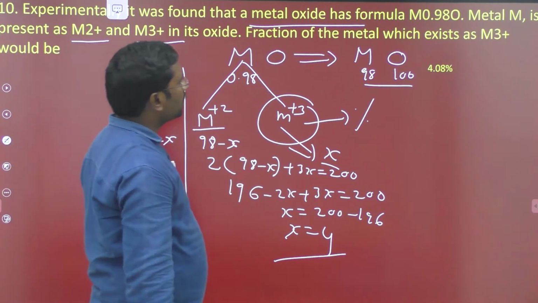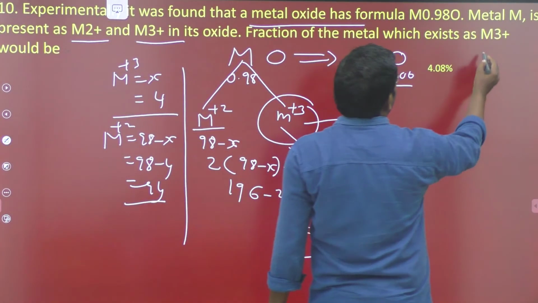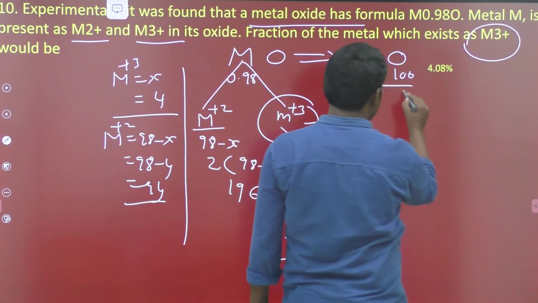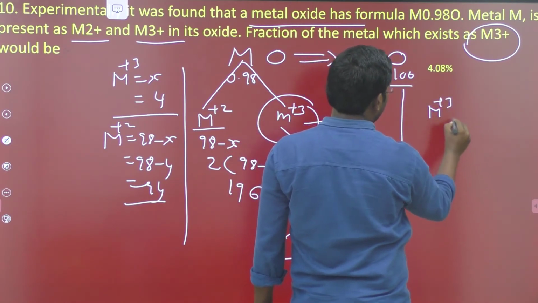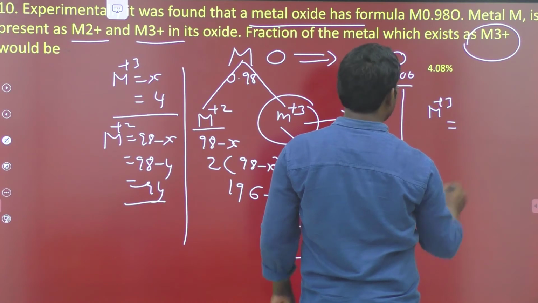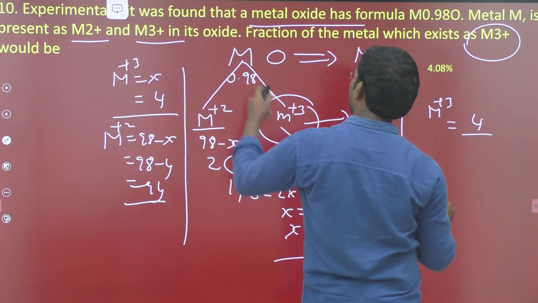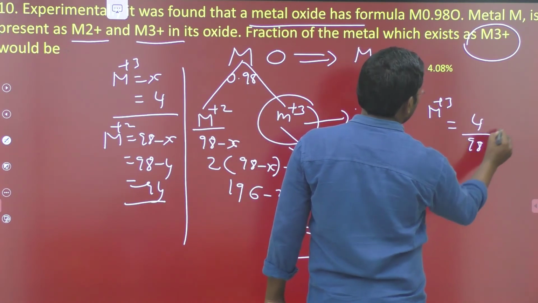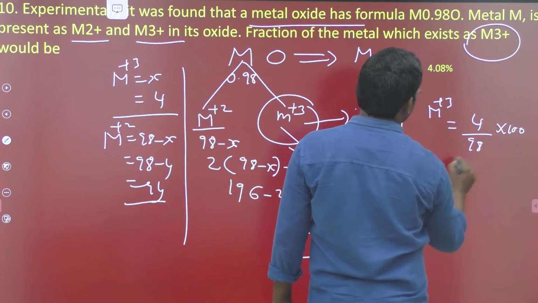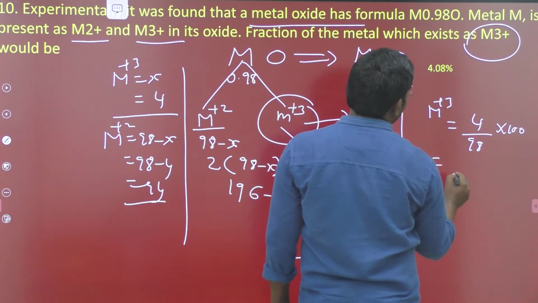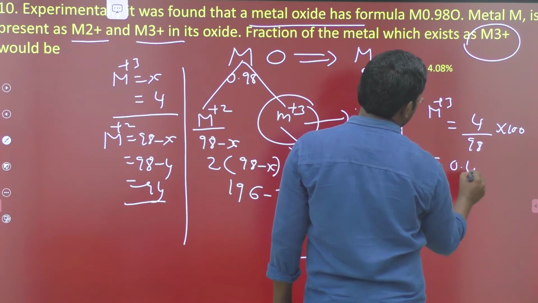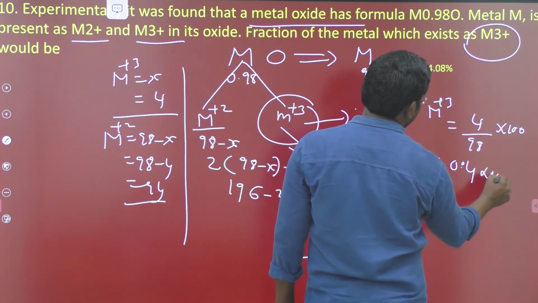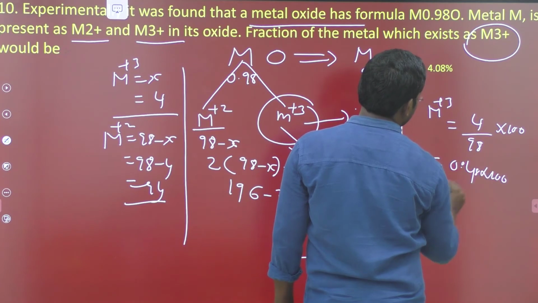But the question asks the fraction of the metal which exists as M plus 3 ion. That is equal to 4 by the total atoms 98, into 100. This is equal to 4.08.